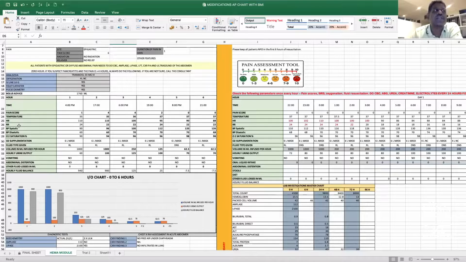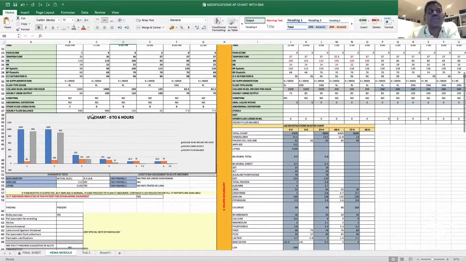temperature, heart rate, respiratory rate, systolic and diastolic BPs, saturation, and it monitors the hourly urine output. It also has oxygen supplementation and the fluid type, and has an hourly fluid balance. Now, this hourly fluid balance was not in the original paper format. It's very easy to do in Excel, but the original one did not have that. And it was a nurse-run checklist. It does not require a consultant.